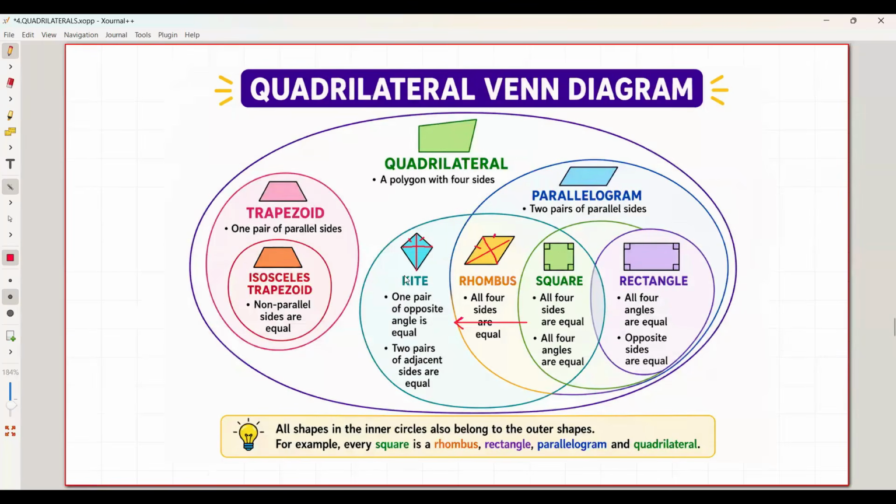We have one question in the exercise, and at that time I'll explain it. It is given that all shapes in the inner circle also belong to the outer shape. For example, every square is a rhombus, rectangle, parallelogram, and a quadrilateral.